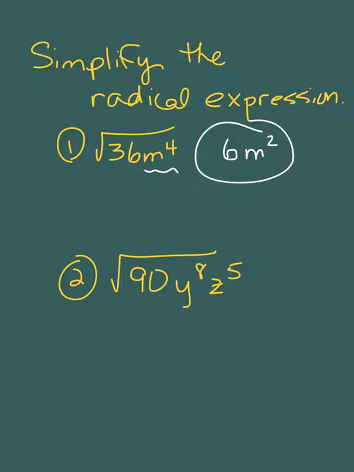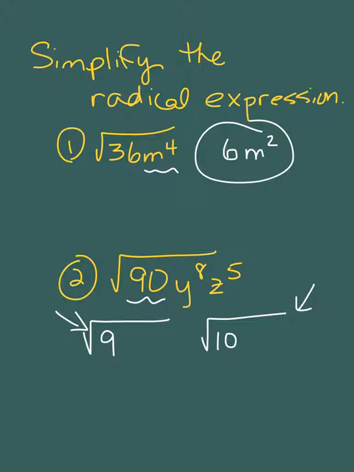Now number 2, we have the square root of 90, y to the 8th, z to the 5th. Now 90 is not a perfect square, and we have y to the 8th, and then we have z to the 5th. So what I'd like to do at this point is do two radicals. One that has a set of perfect squares in it, and one that does not. So when I'm first looking at the square root of 90, 9 is the perfect square that divides evenly into 90. So my 9 goes under my first radical, and 10 goes under my other radical.